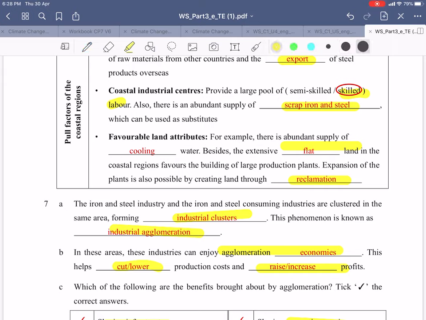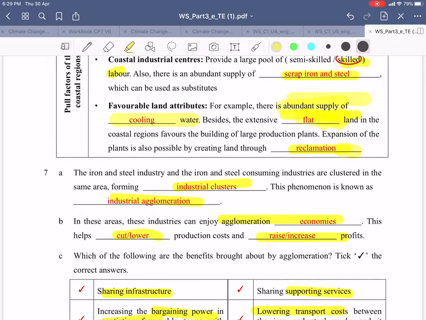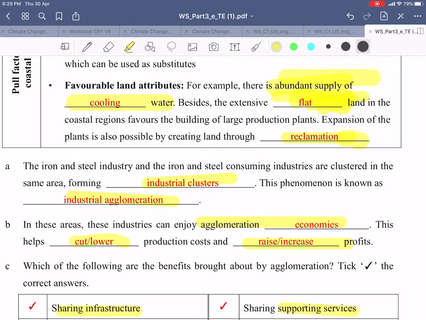Okay? What's more, water is widely available for cooling. Okay? Why? Because when you are going to produce steel, you need to heat it to several thousand degrees Celsius to make it melt, okay? So afterwards it needs to be cooled down. What is a good coolant that is widely available in the surroundings? Water, and in the coastal area we will have more water. If we have more water, the cooling process can be done more rapidly. So the cooling water is also an important criterion for large-scale iron and steel plants to be set up. And also, if we are next to the coastal area, we can expand our plants by reclamation.